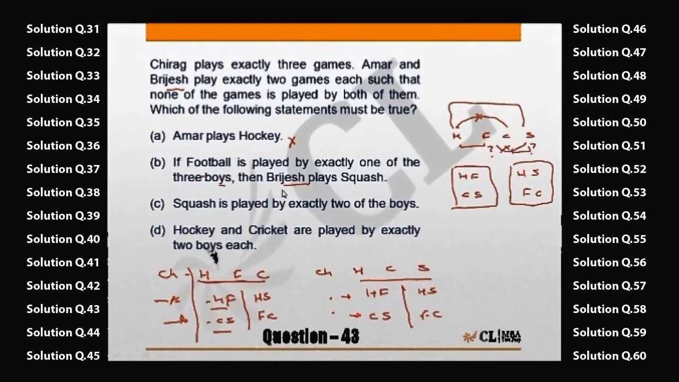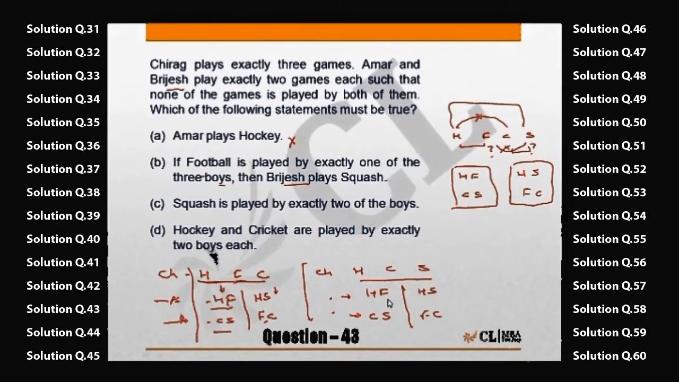Football is played by exactly one of the 3 boys. Let's look at the cases. Here Chirag is playing football. If we go by this pattern, then football is being played here by 2 people. Similarly, if we go by this pattern, football is again being played by 2 people. So this case is not possible. Let's look at this particular case.